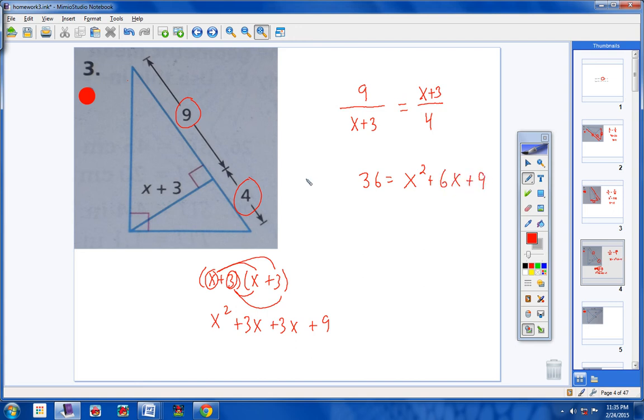Now what I've taught you to do is to factor, okay? And you never want to factor unless you have one side equal to 0.